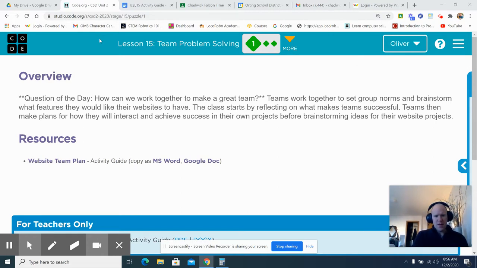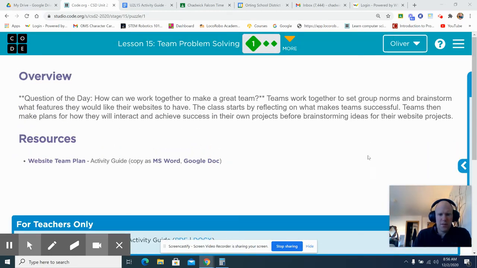We're looking at web design. And now that you have had a chance to build a website of your own, a personal website, we're going to start work on a team website. A team. This is a great addition that I think Code.org has done an awesome job moving forward and changing this unit a bit.